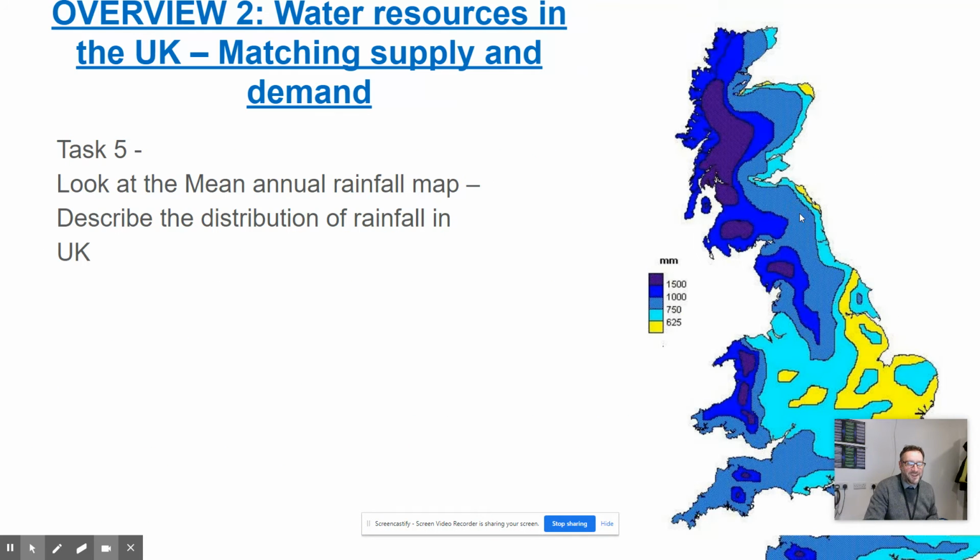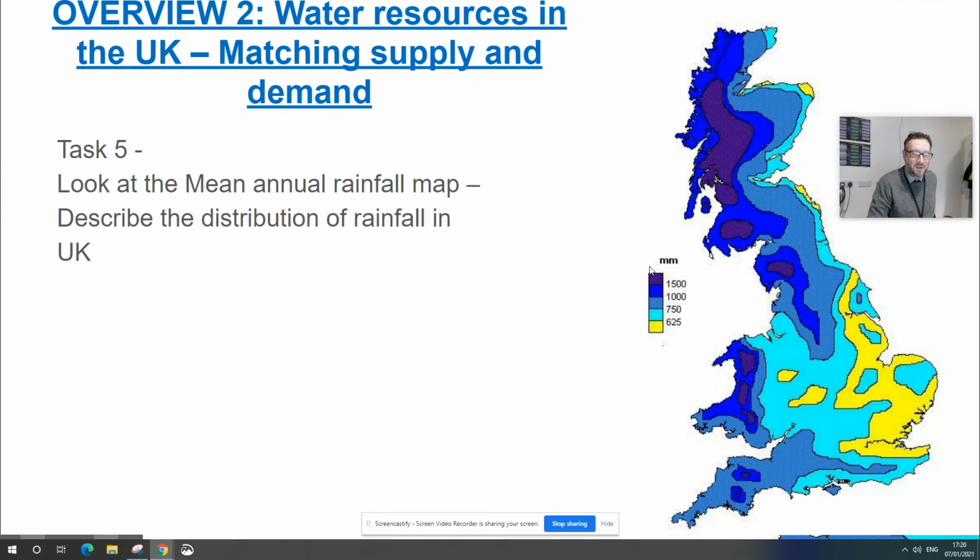No worries. So here we've got a lovely map here. I'm just going to move myself out of the way. We've got a lovely map here of the UK, and it's a choropleth map. Choropleth map. Remember that name.